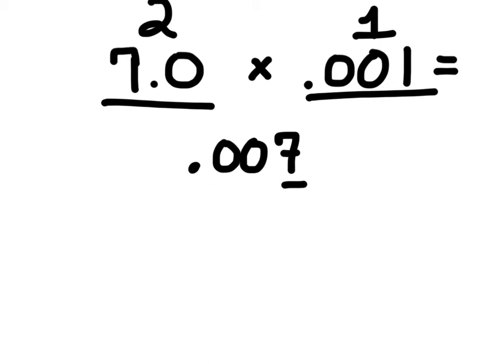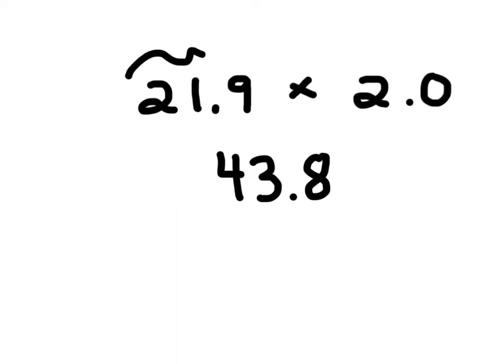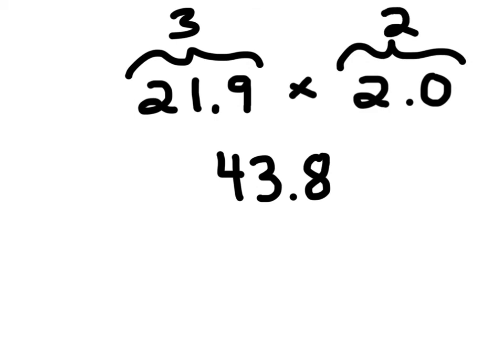Let's try another one. Okay, do this one on your calculator and then round it and check to see if you got the right answer. On the calculator, you get 43.8. How many sig figs do we have in each of our numbers? This one has 3 sig figs. This one has 2. So my answer can have 2 sig figs, which means I'm rounding to 44.